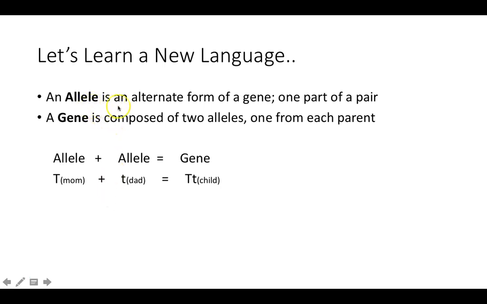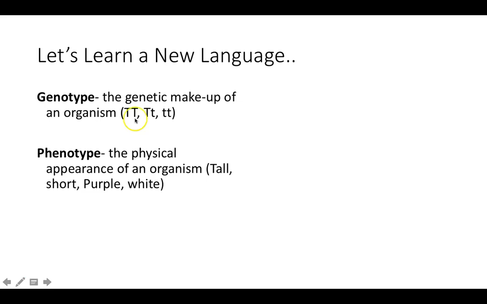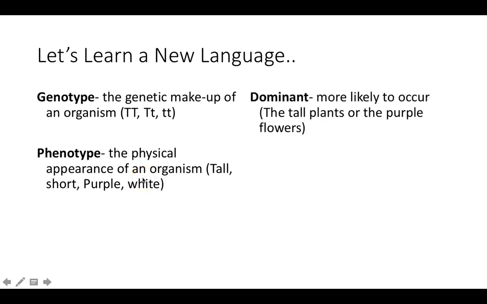First, an allele, an alternate form of a gene, one part of the pair. Each letter individually is considered an allele. Two of them together is considered a gene, or genotype. Genotype, the genetic makeup of an organism. Phenotype, the physical appearance of an organism, or the trait, the actual trait, physical appearance.